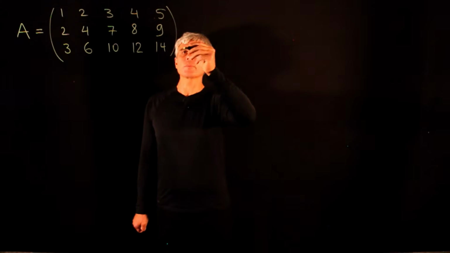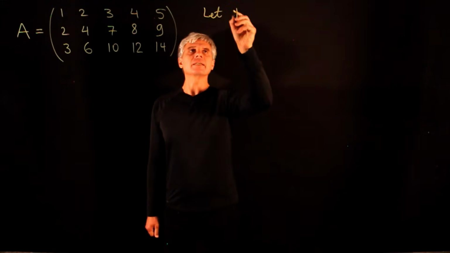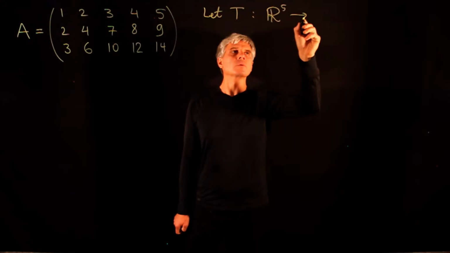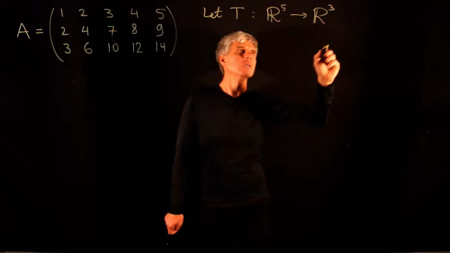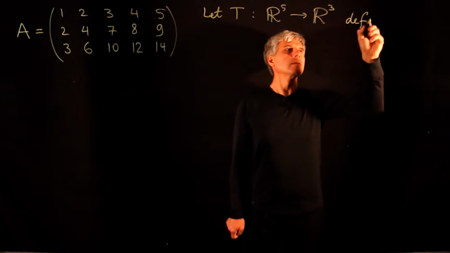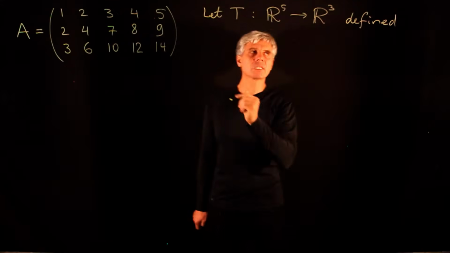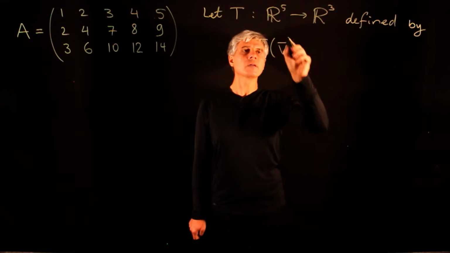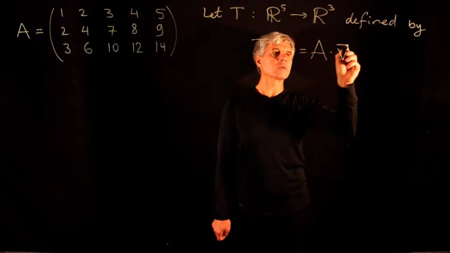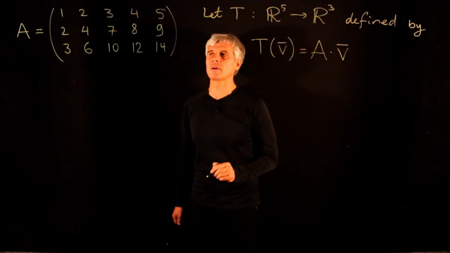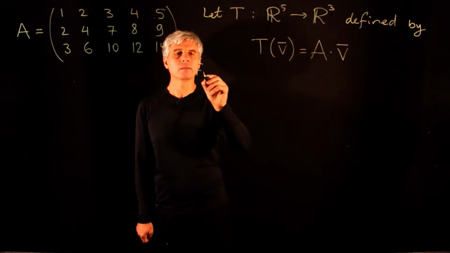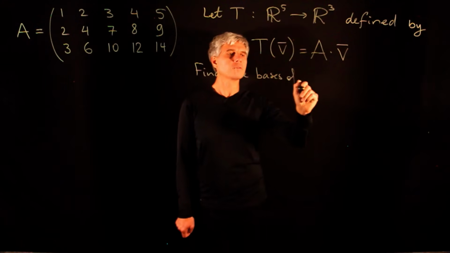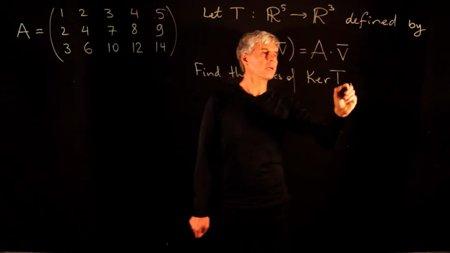So let us look at the following problem. Let T be a linear transformation from R5 to R3 defined with the matrix A by saying that T applied to vector V is the product A times a vector V, where A is this 5 by 3 matrix. Find the basis of kernel of T and image of T.